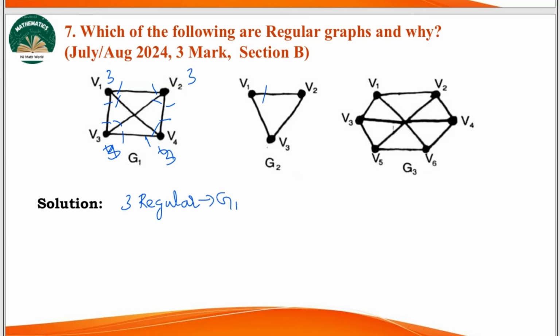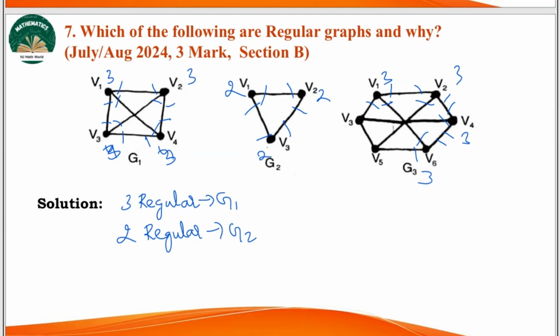Then we'll go for the next one. It is 1 2, then again 1 2, again 1 2. So here it is 2. So this is called two regular. Two regular, that is G2 regular graph. Then we'll go for the next one. It is 1 2 3, 1 2 3, 1 2 3. Again here all the degrees are 3, so 3 regular will be your G3.